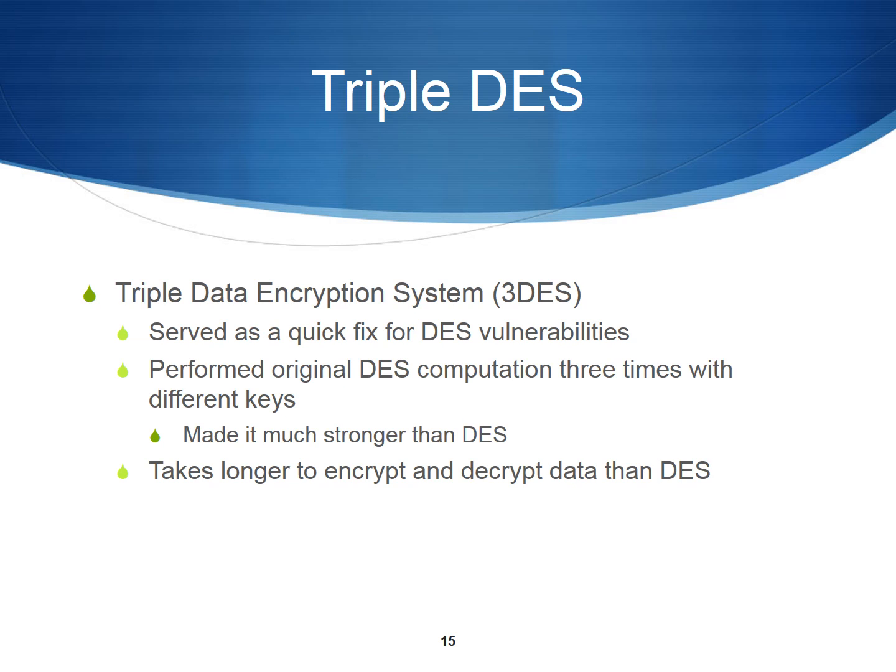Triple DES. The Triple Data Encryption Standard, or 3DES, served as a quick fix for DES vulnerabilities. It was called 3DES because it performed the original DES computations 3 times with different keys, which made it that much stronger than DES. However, it takes much longer to encrypt and decrypt data than DES did.